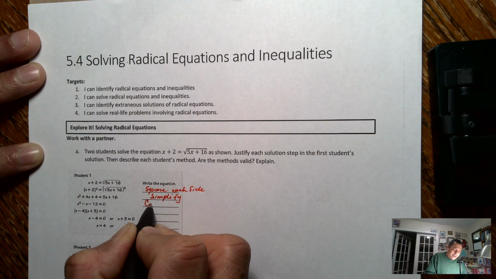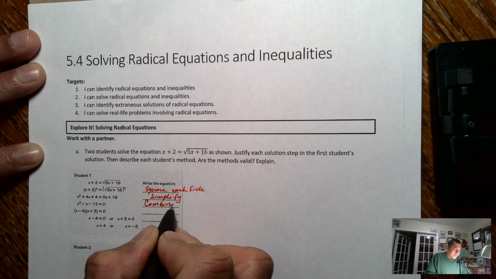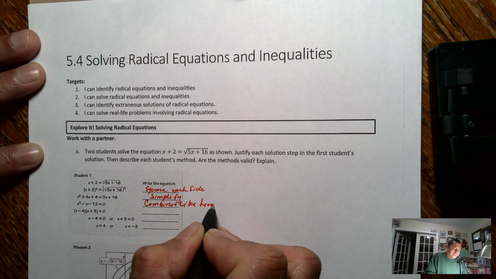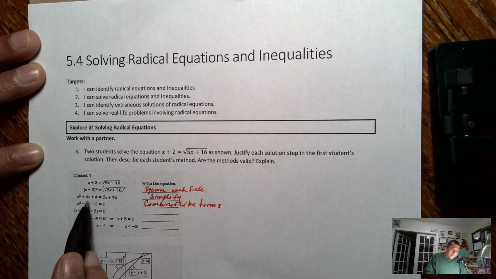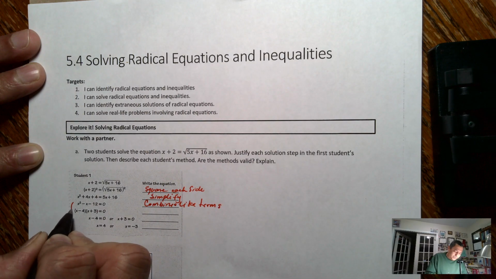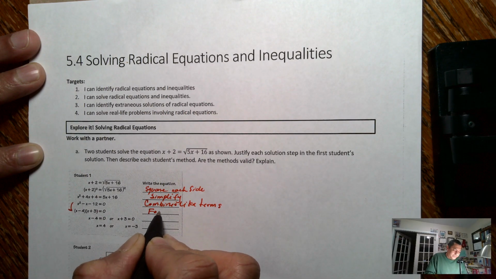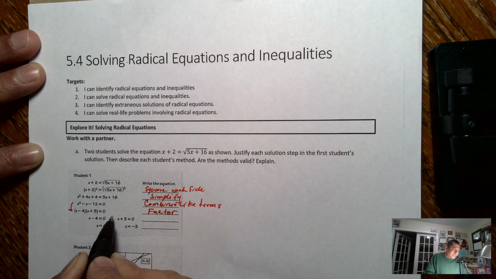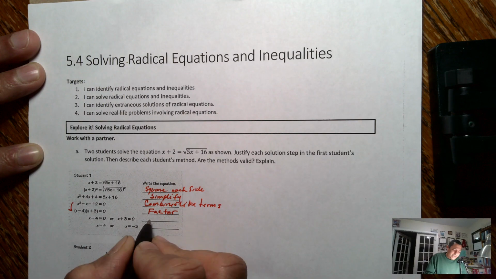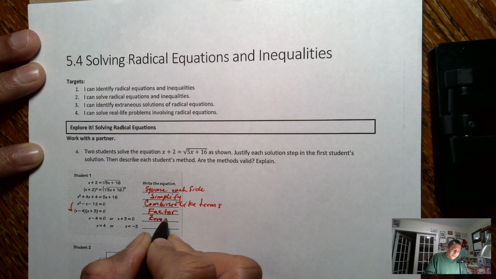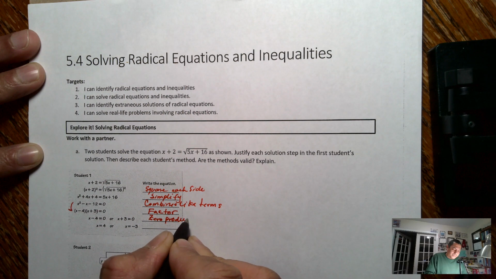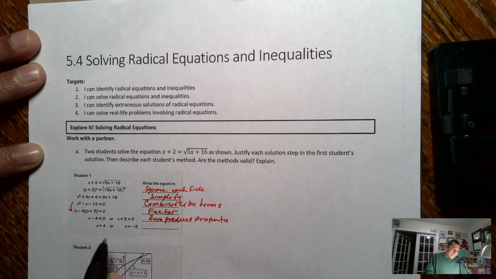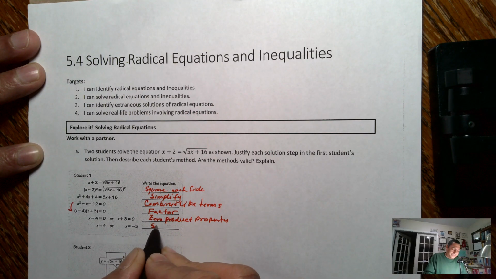We combine like terms. Then what have we done from this point to this one? We factor. Then what happened? Zero product property. I'm going to write zero product property. And then what happened at the end? Simplify.